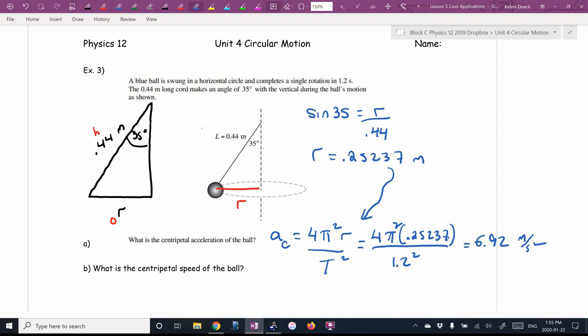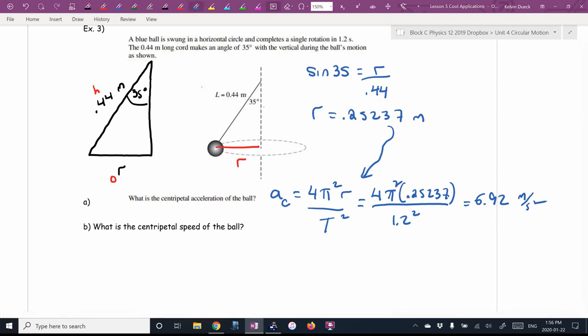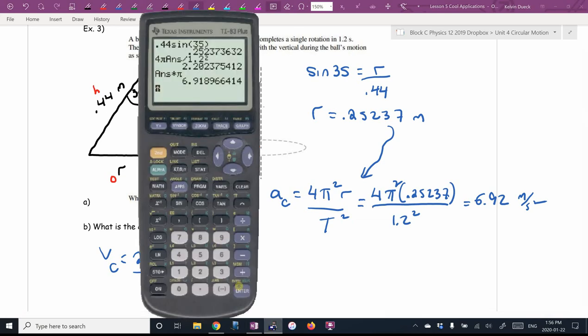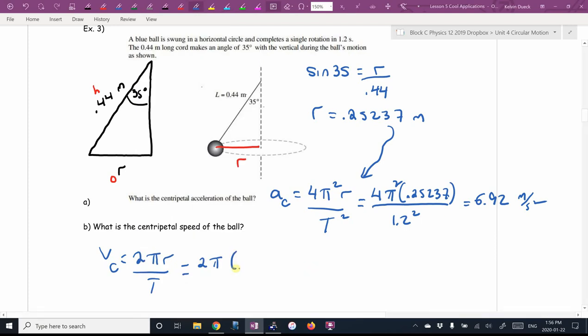Hey, Dustin, what's B want me to find? I think I would use vc equals 2 pi R over the period. You could use R equals 0.25237, or because I can backspace a couple of lines, I might just store that in my answer. I might go 0.44 sine 35 because it's probably less typing anyways, and just store it. But regardless, it's going to be 2 pi times 0.25237, using my answer button, over 1.2. Make sure you know where I got that. That's from your formula sheet as well, and it's distance over time in disguise.